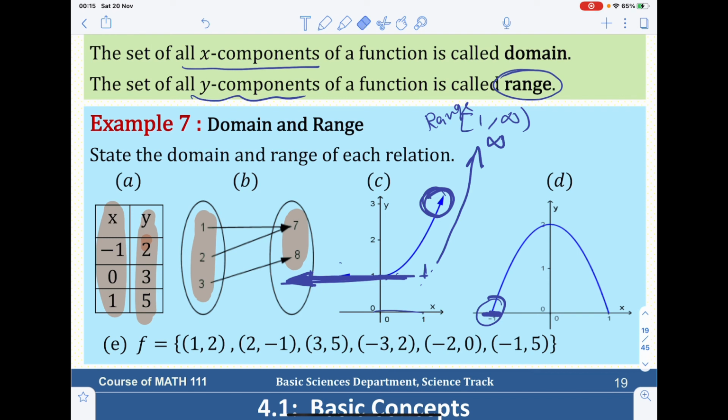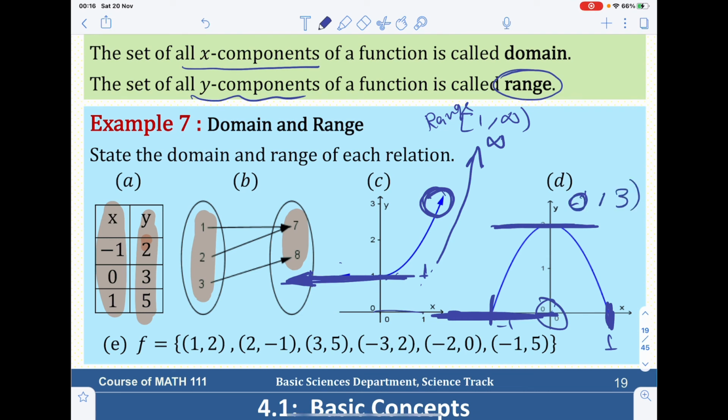So for D, I can say that the domain is starting from this point and ending at this point, so from -1 to 1. And for the range, we are also starting from this point and ending at that point, so from 0, here is the value of y, so from 0 to 3 included.